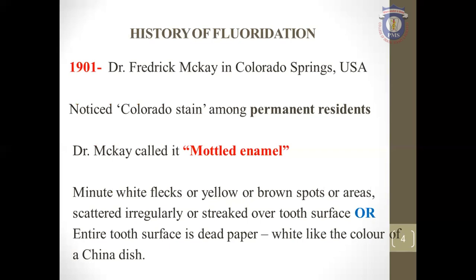These were clinically seen enamel changes. He described this as minute white flecks or yellow or brown spots or areas scattered irregularly or streaked over a tooth surface, or the entire tooth surface, which looks like dead paper white, like the color of a china dish. That is why he called it mottled enamel. This was in 1901, Frederick McKay.